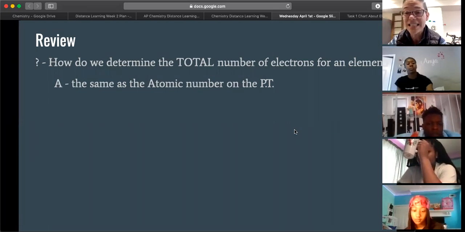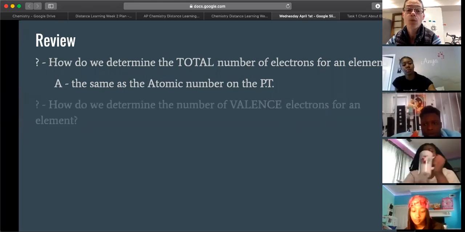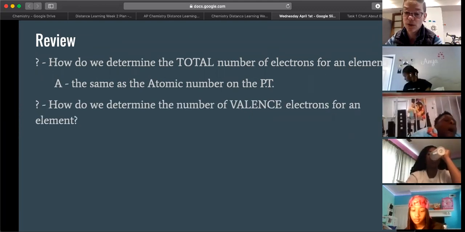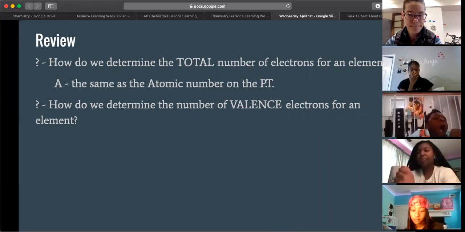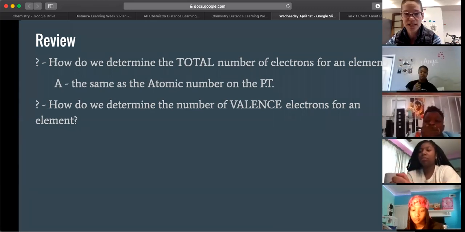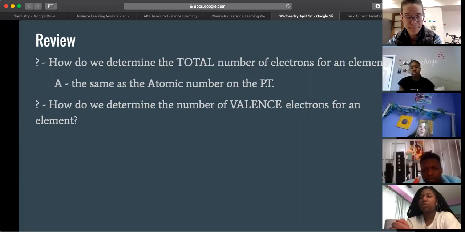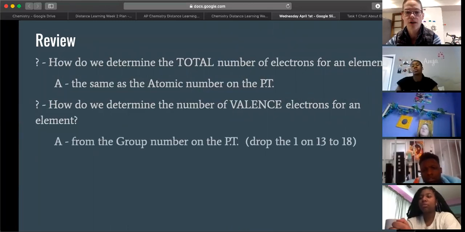But we don't normally deal with the total number of electrons. We normally want just the valence electrons. So if I want just the valence electrons, how am I figuring that one out? You look at the periodic table. What on the periodic table is telling me that? You look at the group number above it to tell you. And what about those groups with the double-digit numbers? You subtract 10. All right, you drop that 1 off. So it's from the group number on the top. Okay, so we know those 2 bits of information.